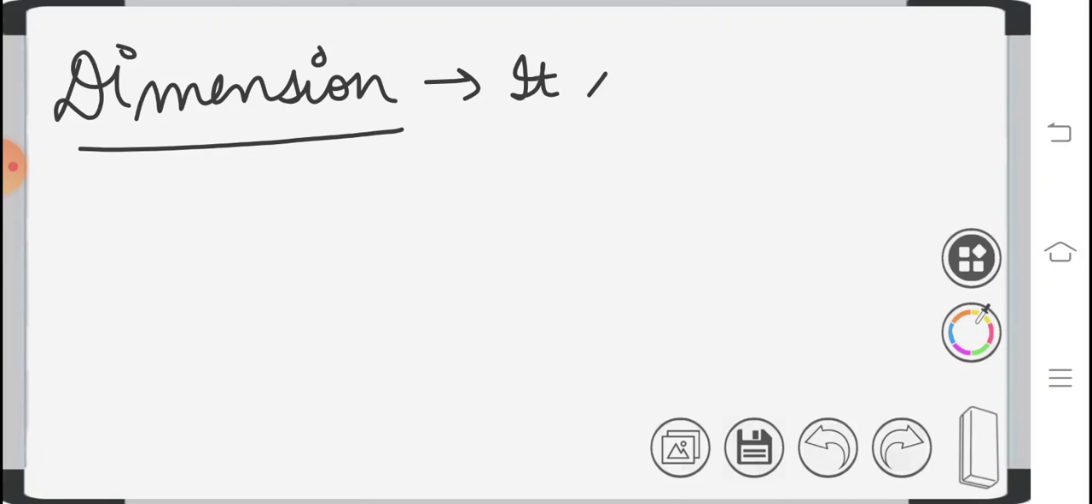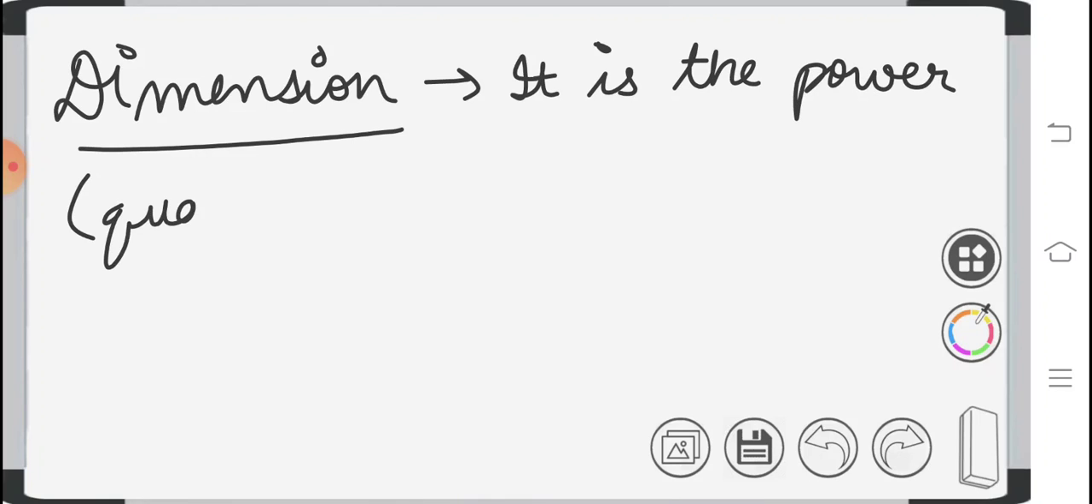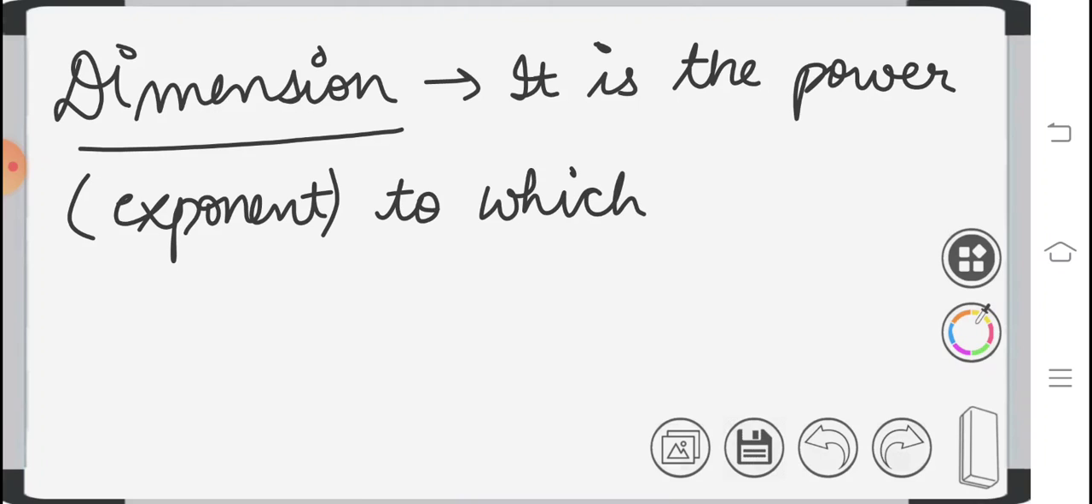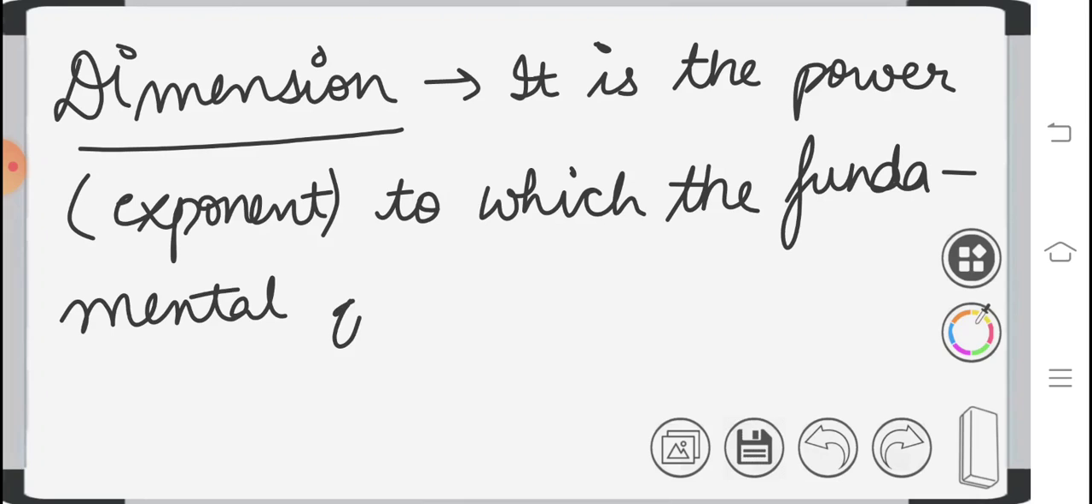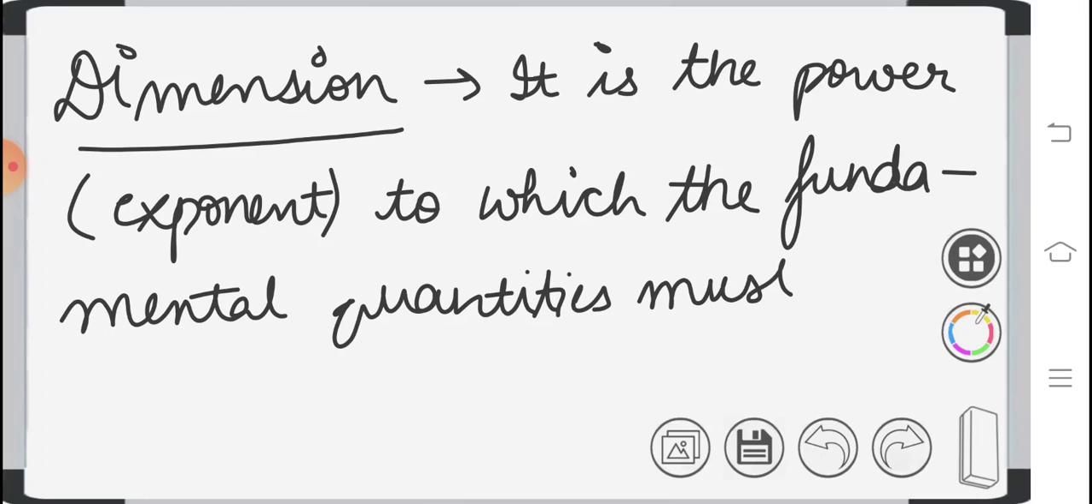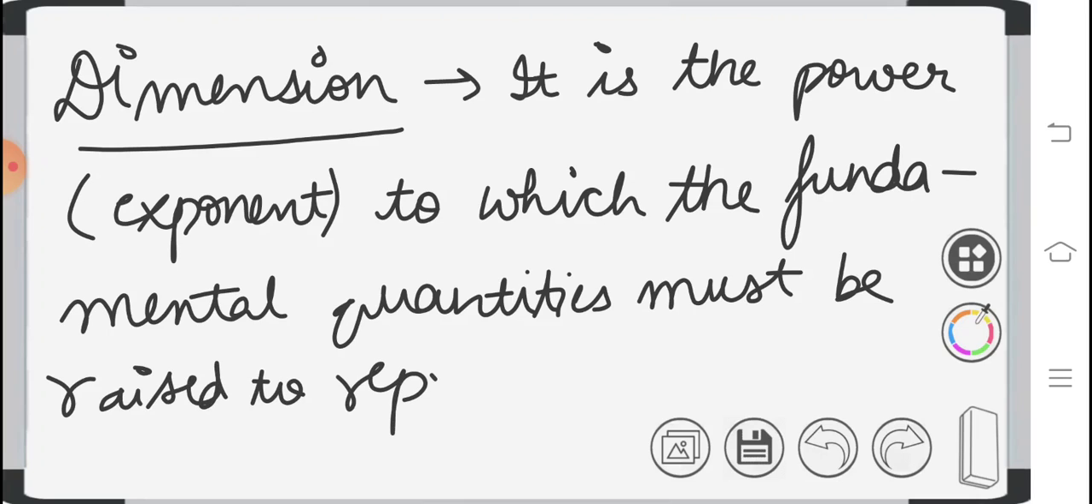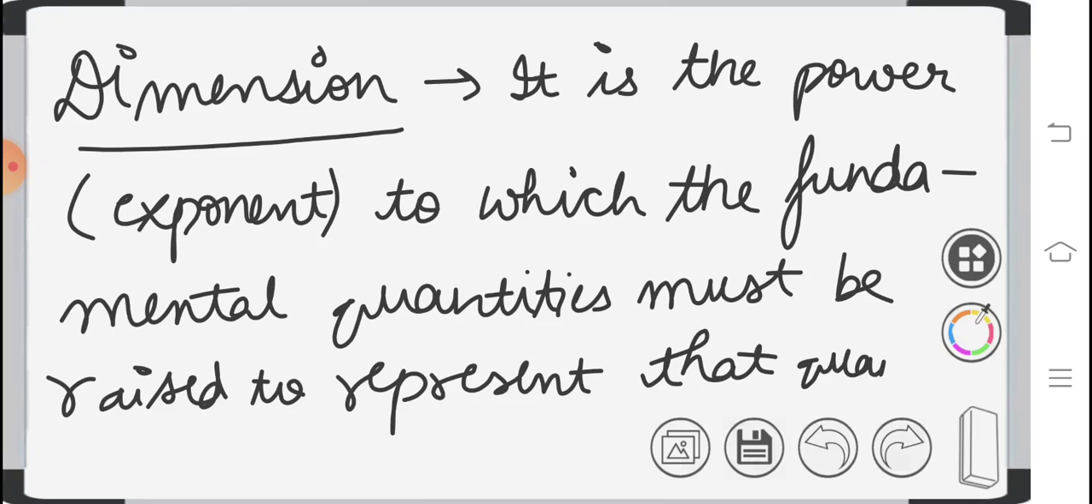Write down, it is the power or exponent to which the fundamental quantity must be raised to represent that quantity completely. This is the definition of dimension.